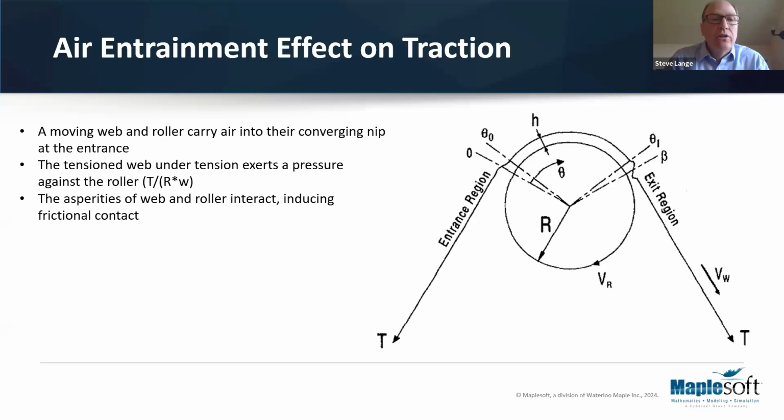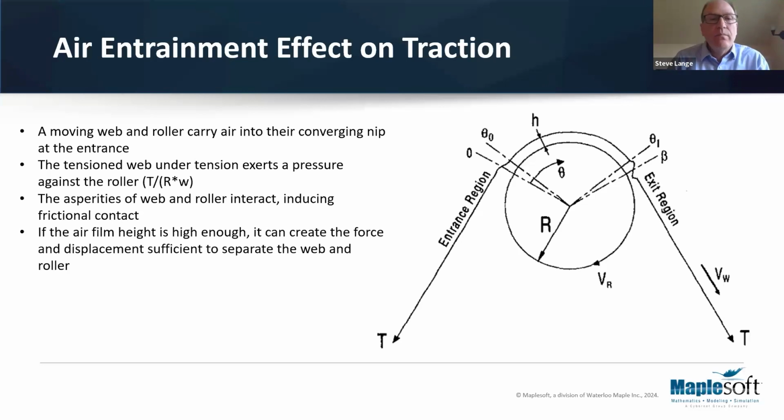And if there is enough tension, you will get the asperities, or the bumps and ridges and sharp points of each web and roller, starting to interact and you'll get some frictional contact. But if you are going fast enough, if you have a big enough roller, if the tension's low enough, you can generate an air film height, this H shown on the picture, that can be enough to separate the web from the roller. This is analogous to hydroplaning your car on a wet road.